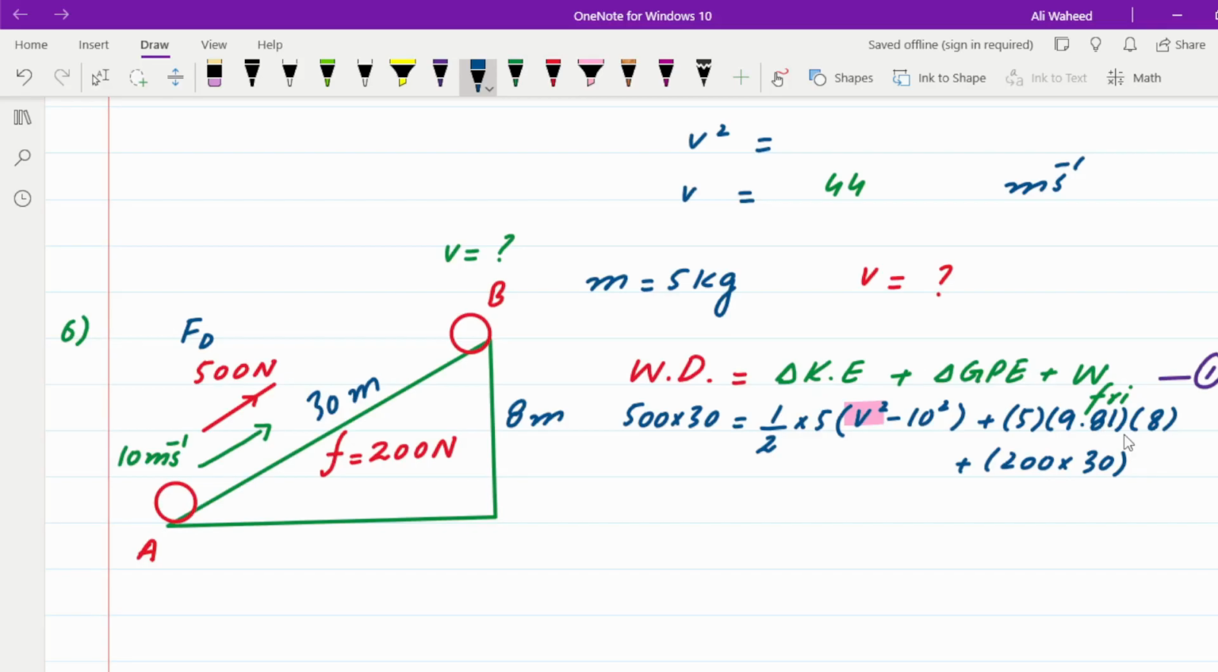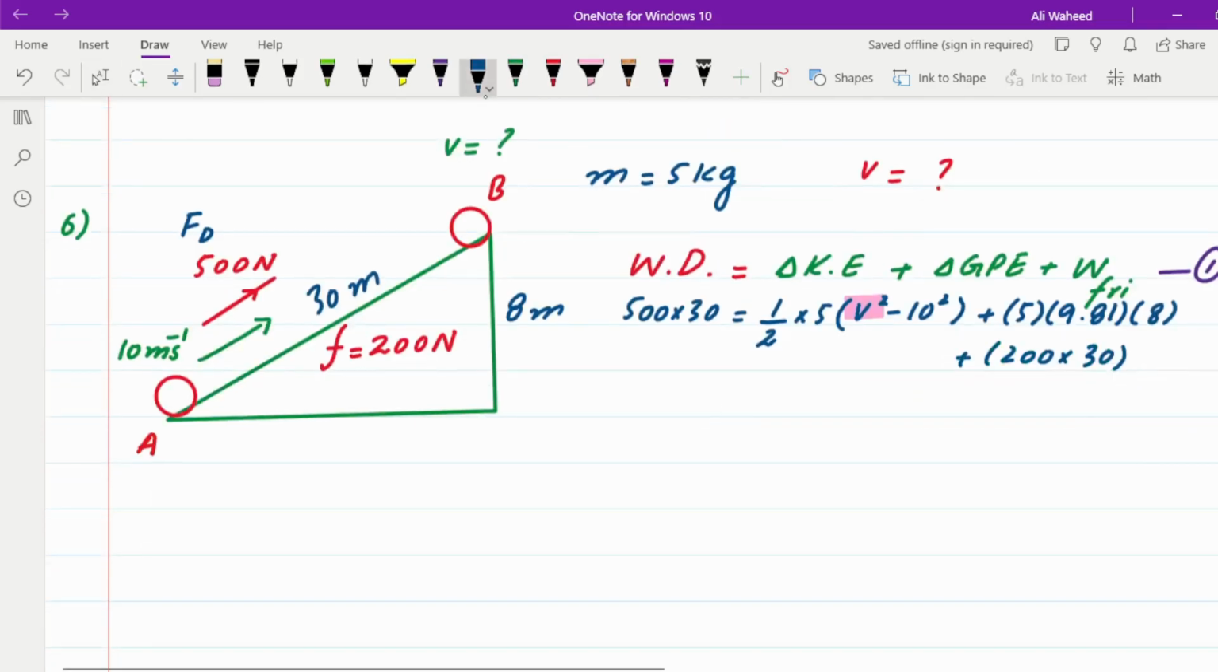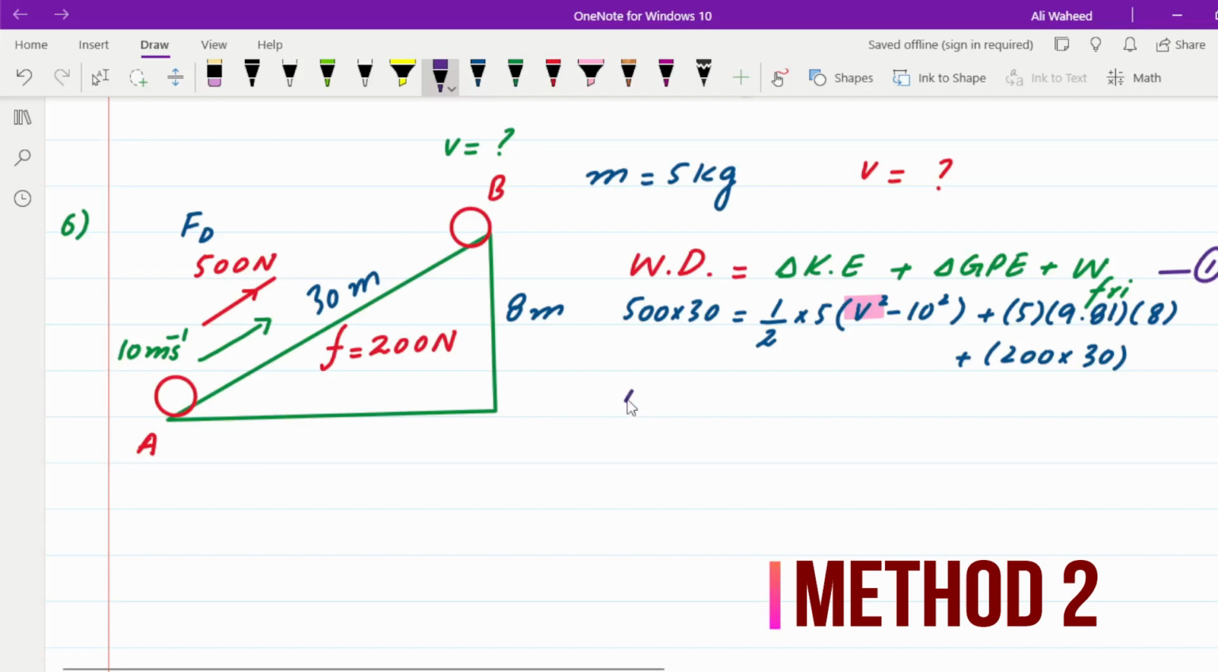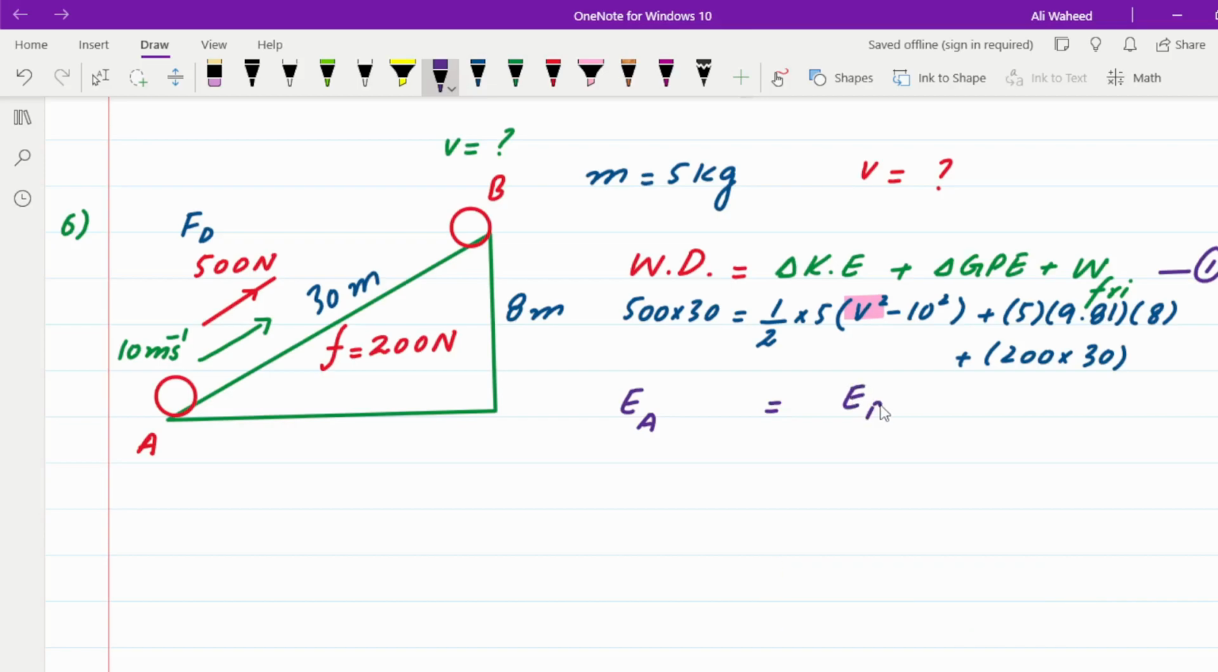So what I'm going to do is write the expression for the energy changes. So let's forget this method. What I'm going to write is energy at A equals the energy at B. Think about it. All the energies at A equal all the energies at B. Now my question is, what is the energy at A? First of all, energy at A equals the work done, because at A you're applying a forward force which is 500, and the distance would be covered in the direction as well.